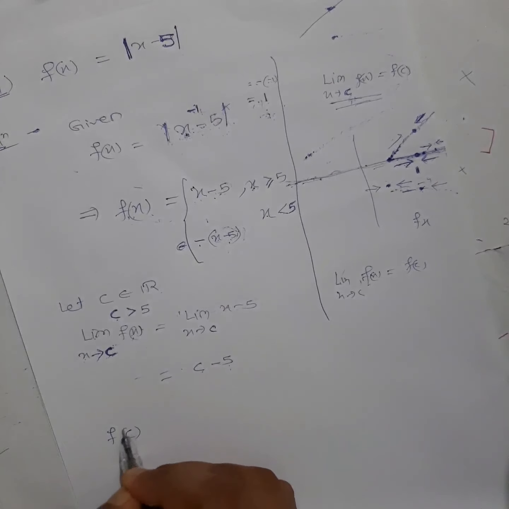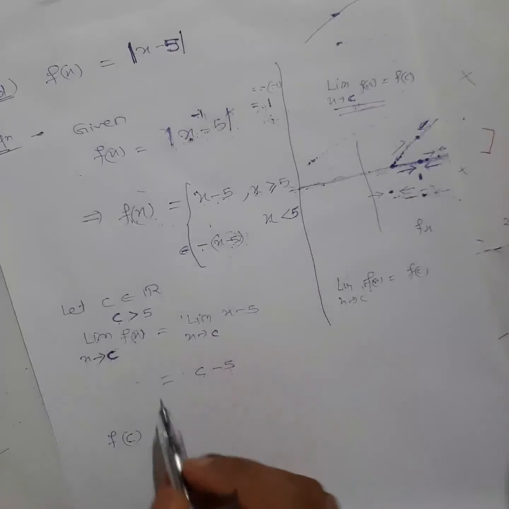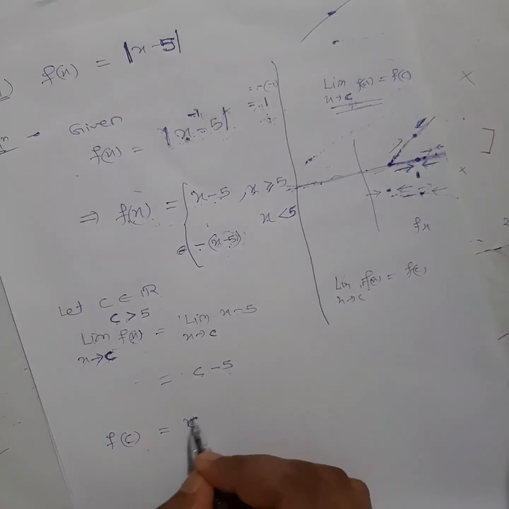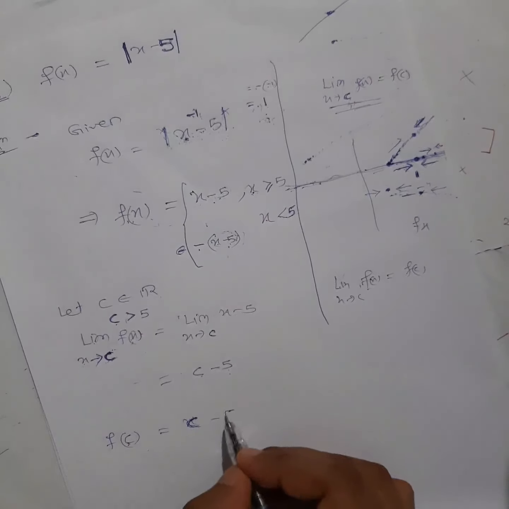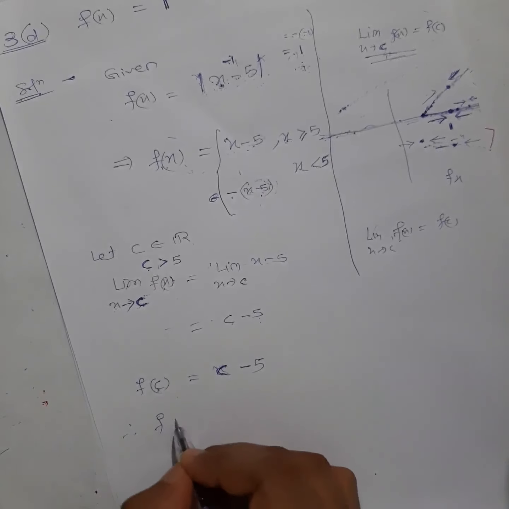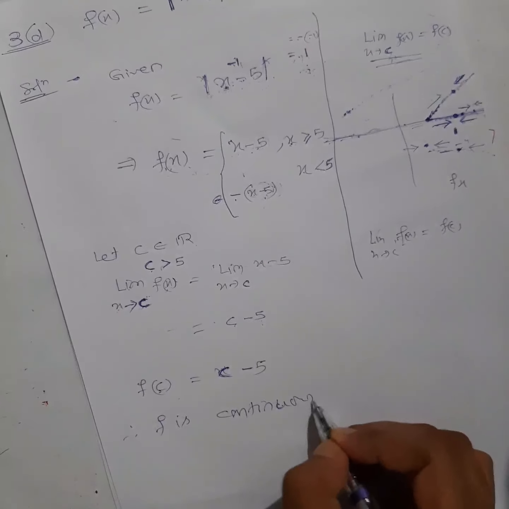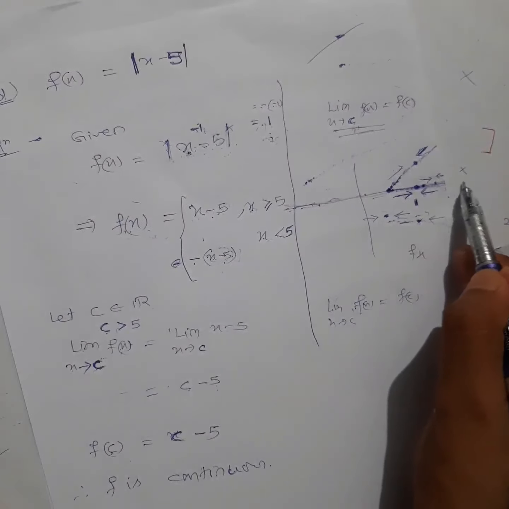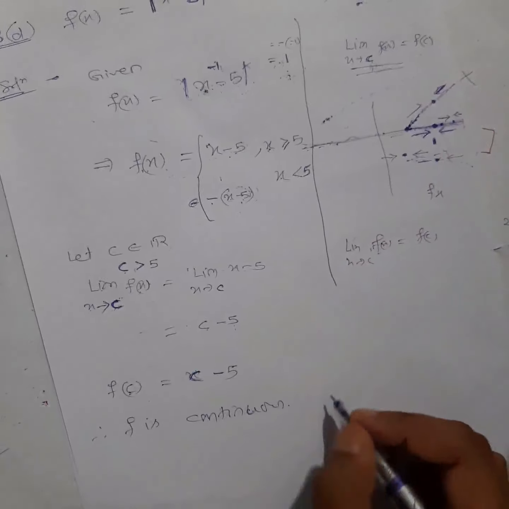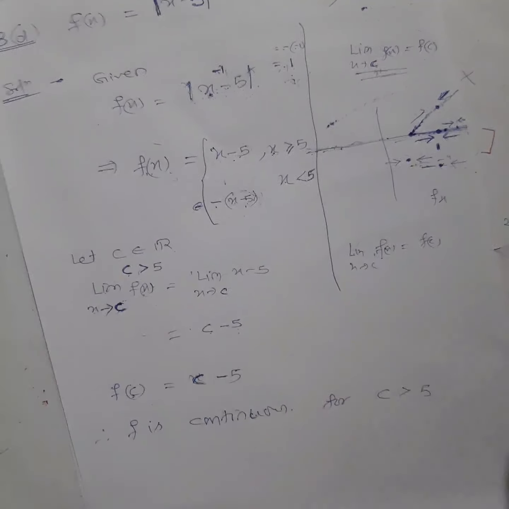Now next, what will I find? f(c). What will f(c) be? If I take f(c), c I am taking greater than 5, right? So for greater than 5, the function is x minus 5, that is c minus 5 in place of x. So f(c) also I got c minus 5, the same. Therefore f is continuous. I can say, for c greater than 5, that is x greater than 5, the graph does not break. Continuous for c greater than 5.